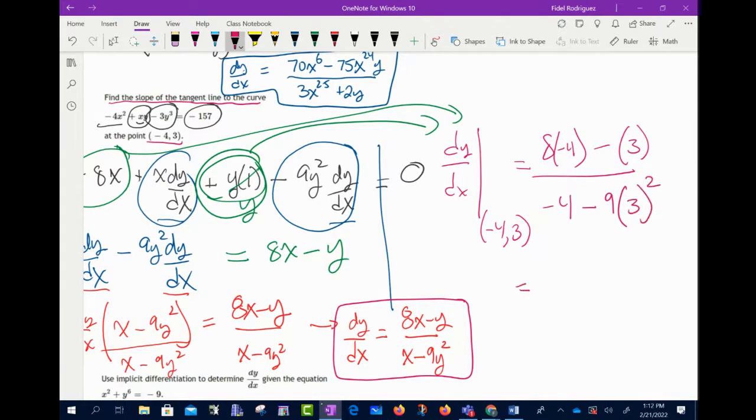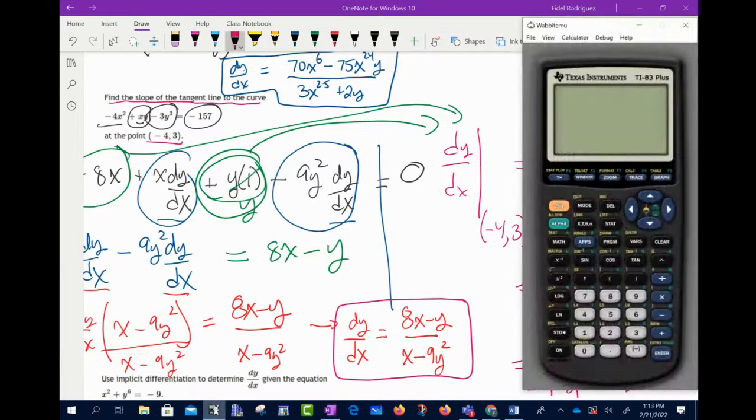Okay. So that looks like a negative 32 minus 3. That looks like a negative 4 minus a 9 times 9. That looks like a negative 35. So I'm coming up with a negative 35 over, looks like a negative 85. And I bet you we can reduce that.